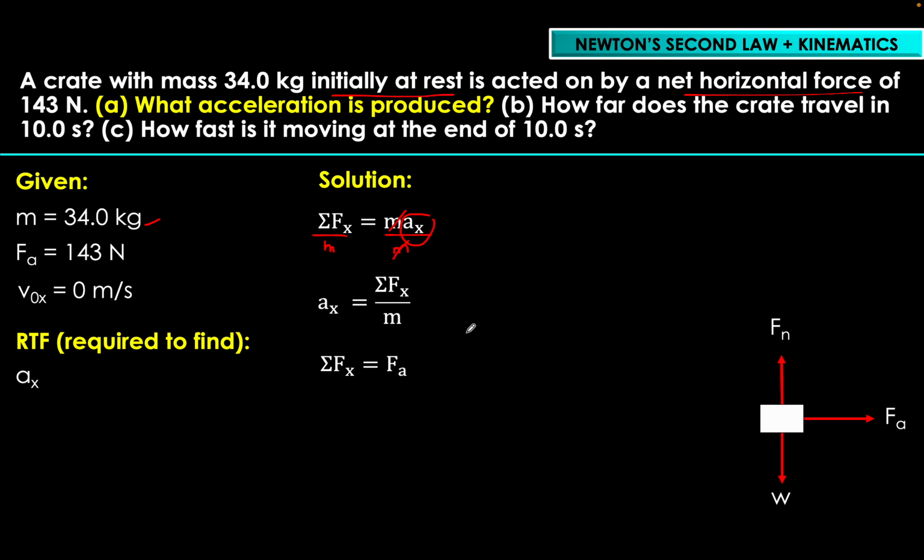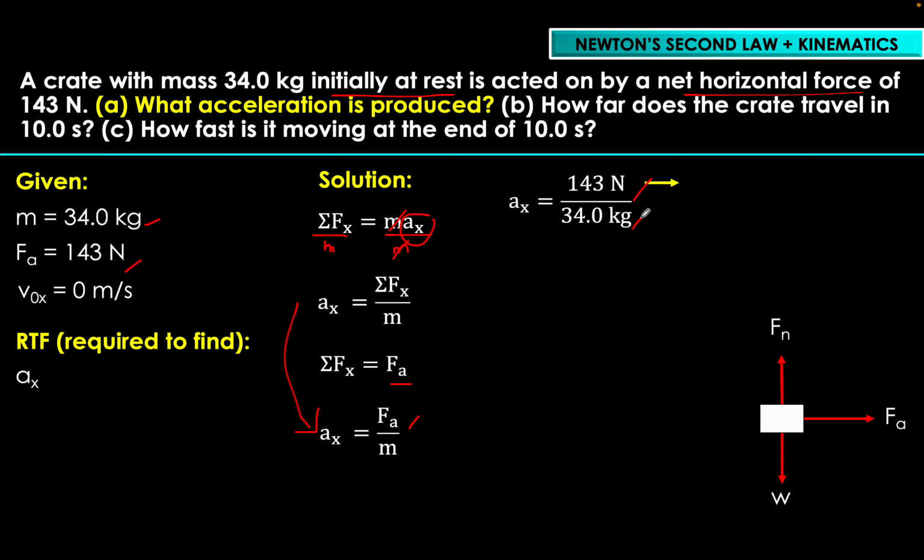Next, we know the fact that the sum of the forces along x is just equal to the applied force that we have written down in here. So we can write our Newton's second law equation into this. There's nothing fancy, I just want to rewrite it using the actual variables that we are given. So it will be applied force divided by mass. Now, substituting the given, we have the applied force and we also have the mass.